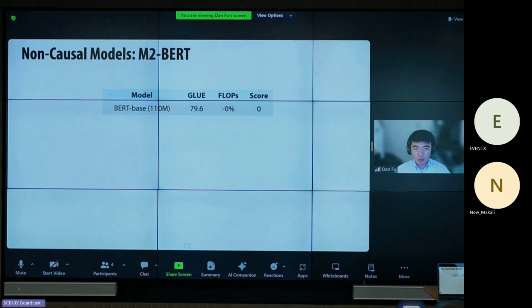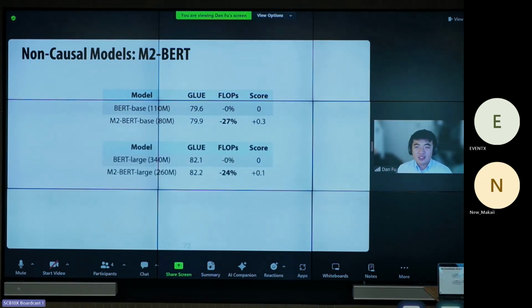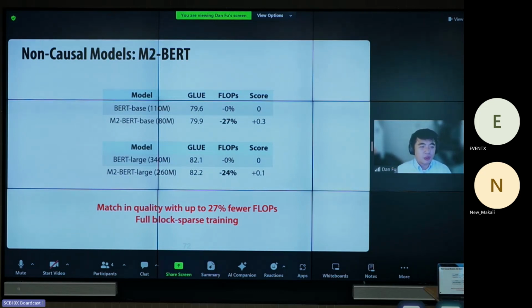So what we did is we took BERT-base, classic BERT, with the same number of layers and the same model width, and replaced both attention and MLPs with Monarch Mixer. What we found was that we got an architecture out of the box with 27% fewer parameters and 27% fewer flops, and we could actually match BERT-base performance. We saw a similar trend with BERT-large, where we matched in performance with fewer flops and fewer parameters. What this allowed us to do is match BERT quality with fewer flops, fewer parameters, and actually for the first time show full block sparse end-to-end training.